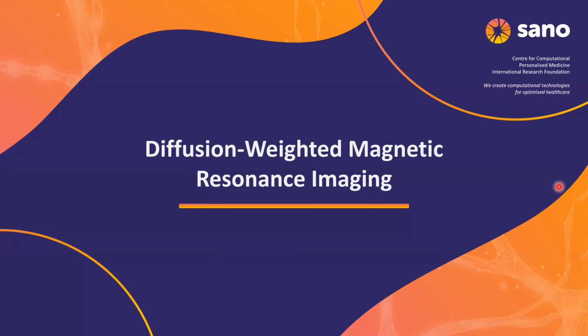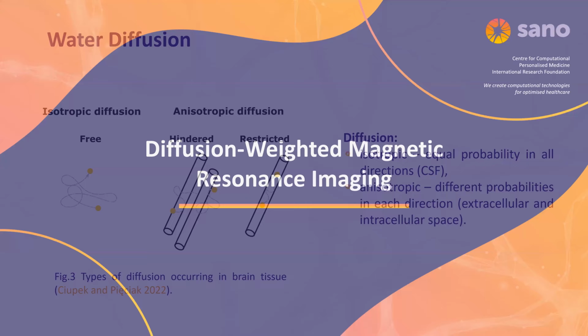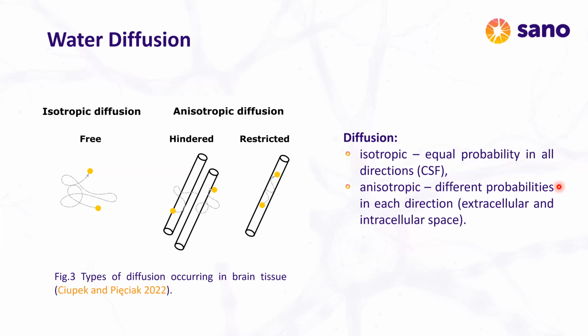And now we can move on to the basics of the technique that enables us to study the brain macrostructure and microstructure. The principle of diffusion-weighted magnetic resonance imaging is based on the microscopic diffusion of water molecules in the tissue. Molecular diffusion is a random Brownian motion of fluid or gas molecules driven by thermal energy. Depending on the directionality, two main types of diffusion can be distinguished: isotropic and anisotropic.